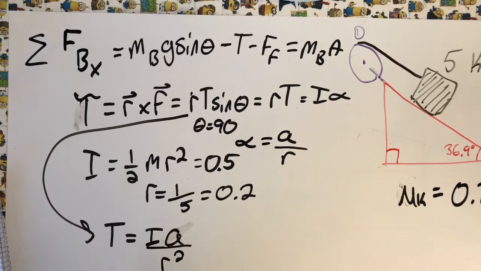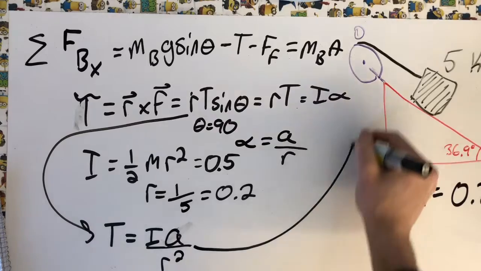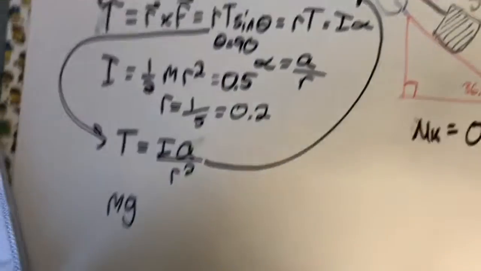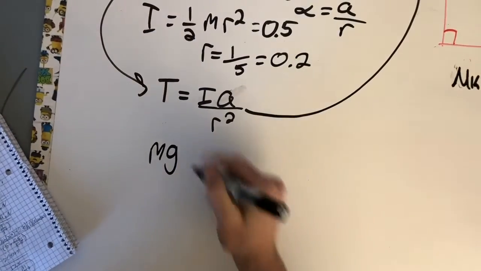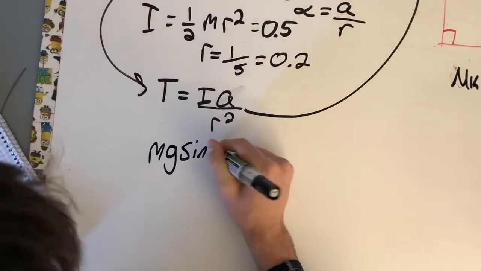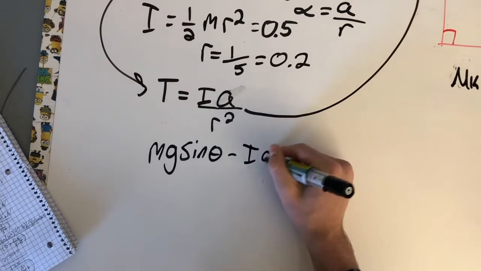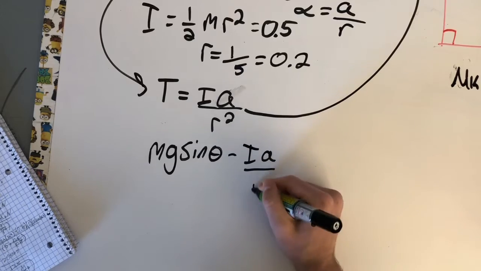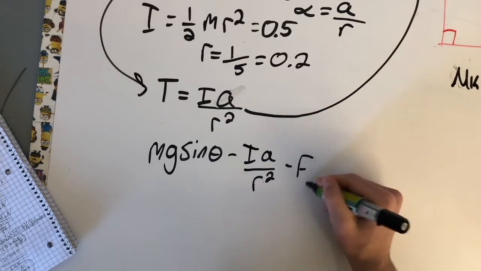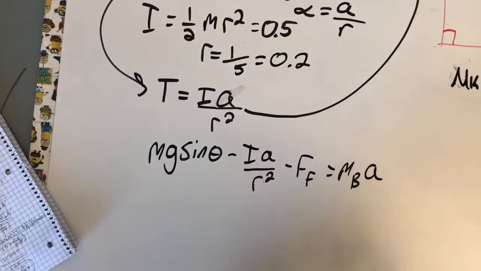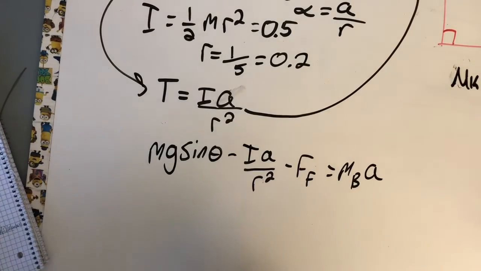Now you plug that back into the sum of the forces, so you get mg sine theta minus I times acceleration over r squared minus the force of friction equals ma. And then you just do a whole bunch of algebra.